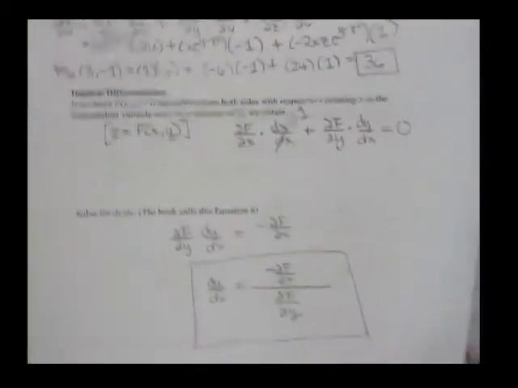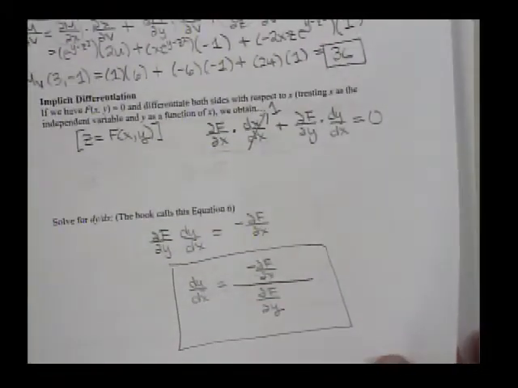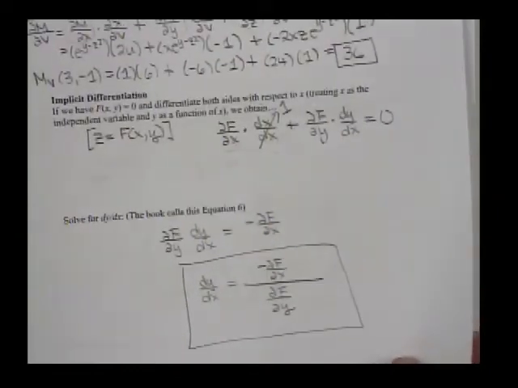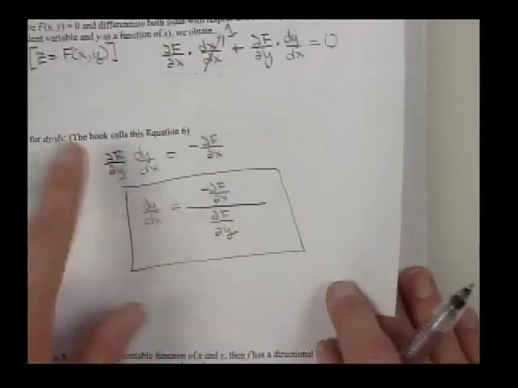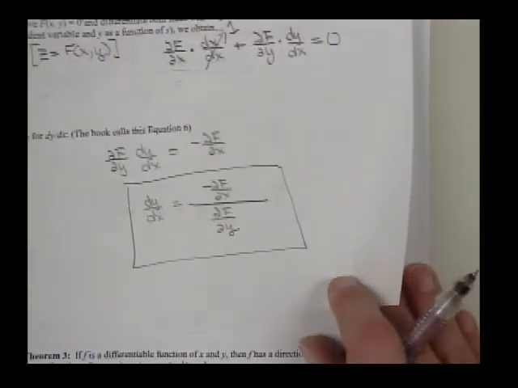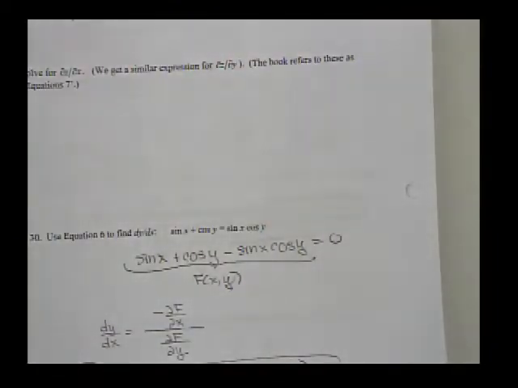Last time we looked at one formula for implicit differentiation where we had z as a function of two variables x and y, and we got this, what the book calls equation 6. And then we had skipped the next part so we could get to a problem where we applied that equation.